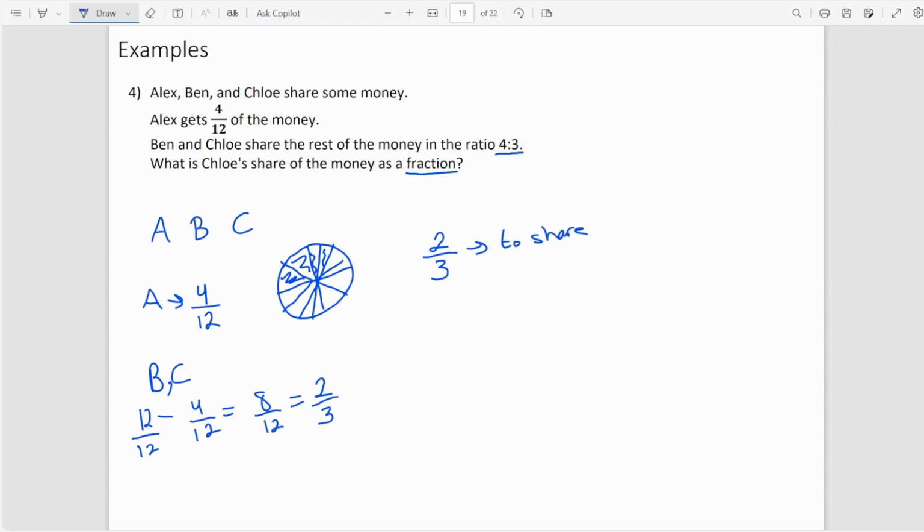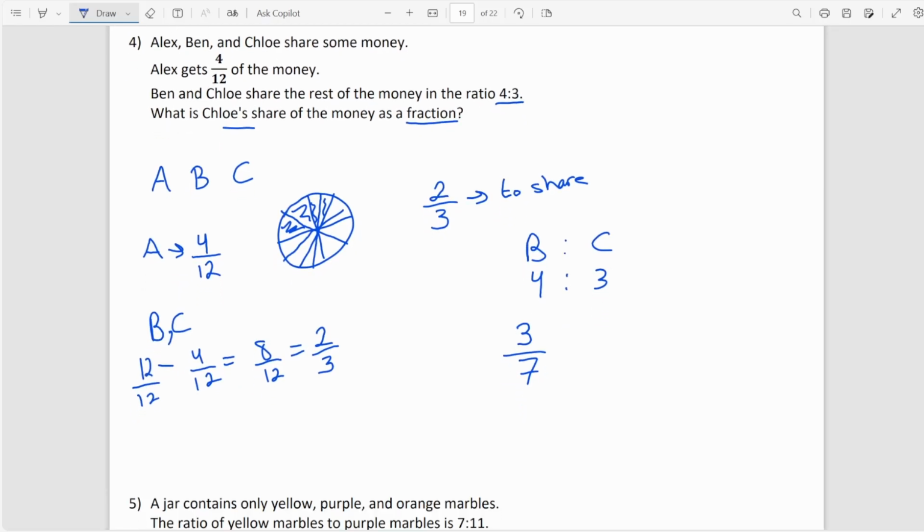Now both of them are sharing it in the ratio 4:3. So this is between Ben and Chloe, 4:3. So we're being asked, what is Chloe's share? Well, Chloe's share of this ratio will be 3 parts over the total number of parts, which is 7. Okay, so based on this ratio, we will be dividing the portion of the money, which is 2/3, for Ben and Chloe, and Chloe will take 3/7 of it.